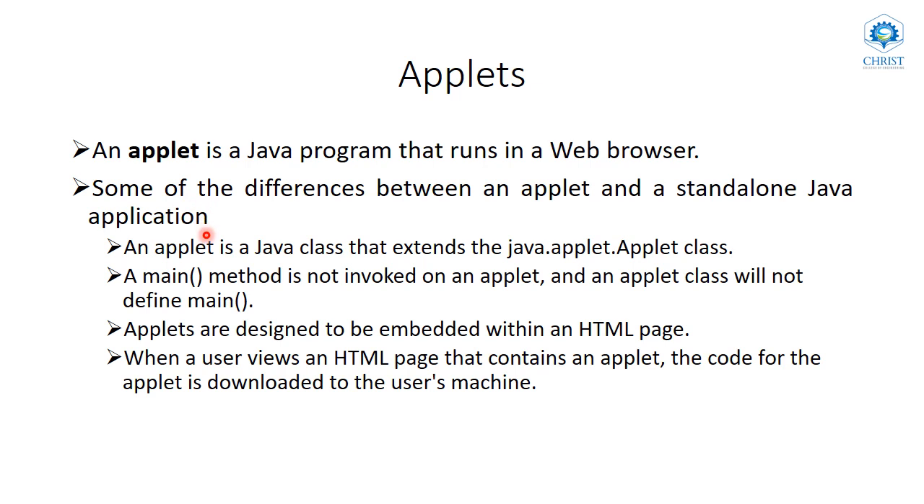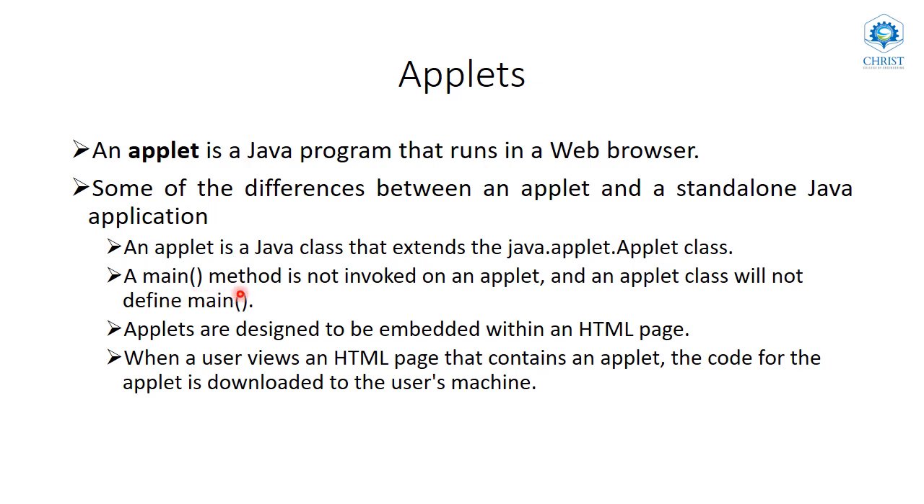So what's the difference between an applet and a standalone program? The first difference is that whenever we are asked to write an applet in Java, we have to inherit the class Applet, which is inside the package applet inside the package java. So if we want to write an applet program in Java, we have to create a class which is actually a subclass of this Applet class.